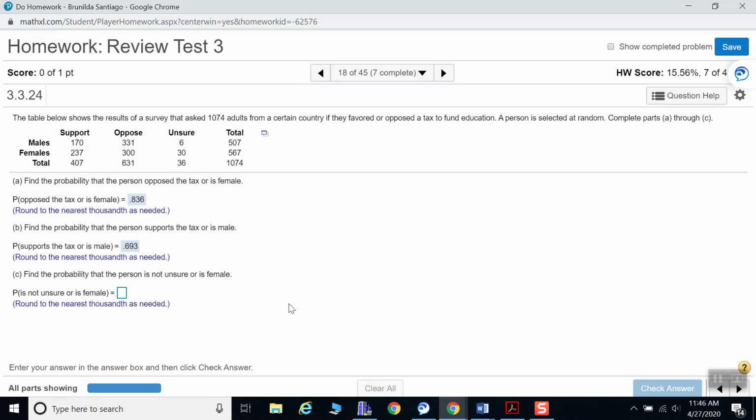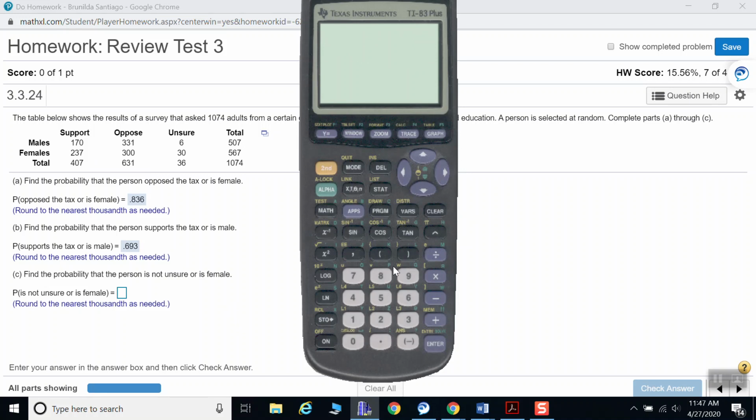So now we're in the last section. It says the probability is not unsure or is a female. It's not unsure or is a female. So if it is not unsure, that means that it supports or opposes, because it's not unsure. So we're going to add the total for supports and opposing. That is 407 plus 631.